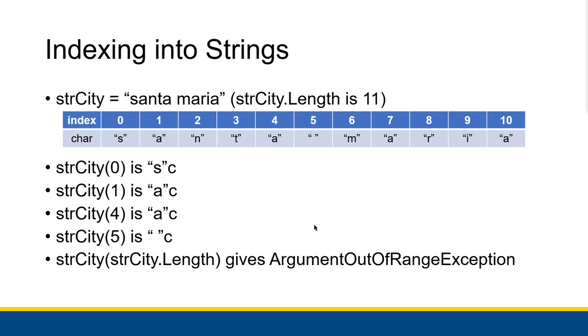But what I want to take away from this is that if you want to get the last character from string city, then you cannot use string city.length in order to get that last character. Not directly, at least. In this case, I tried to get the character from index 11. Index 11 doesn't exist because there are only 11 characters, so 10 is the highest index. We're counting starting at 0, remember. That's really important to remember.